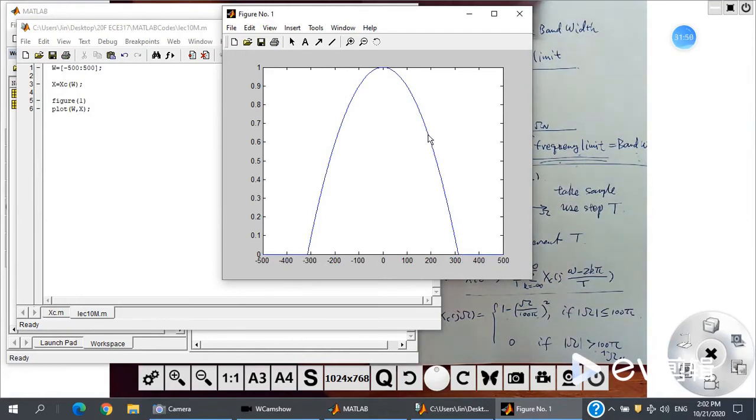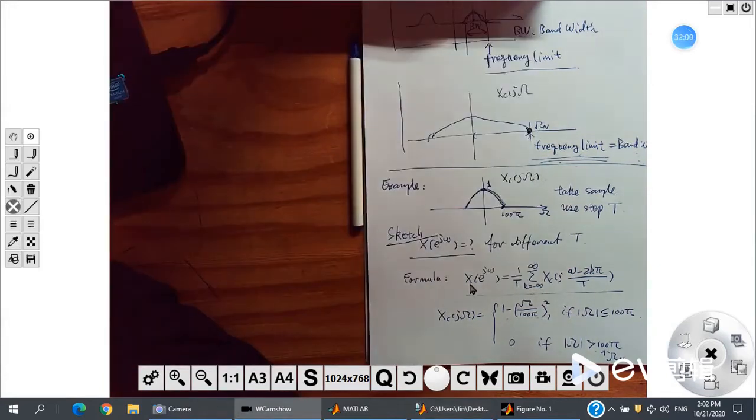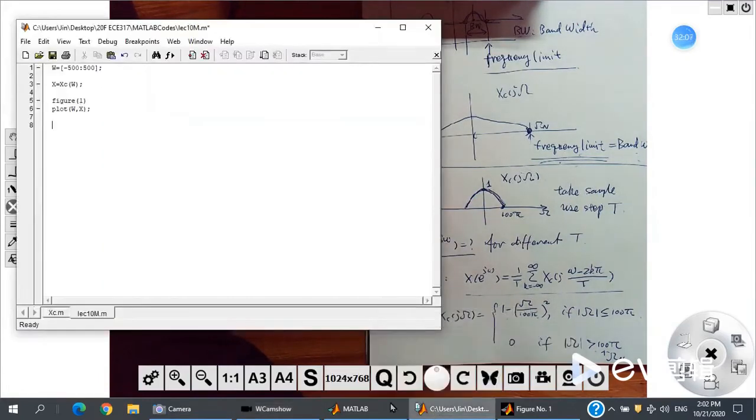Okay, so this is a capital X. This is capital XC, and then we want to see what is lowercase xc. Not lowercase xc. We want to see this one: X of e to the j omega. I use this is discrete time, right? So I use xd for it. Xd.